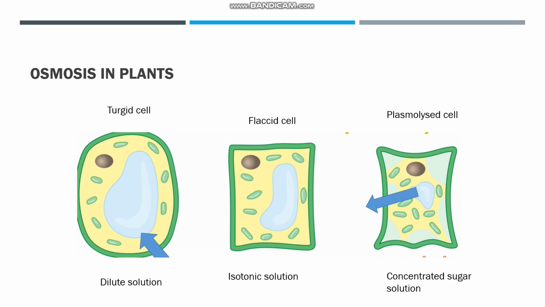So if the potato cells were placed in a concentrated sugar solution, that would mean there's more sugar particles outside the cell than inside the cell. So the water from inside the cell would move outside the cell, because water moves from an area of high concentration to an area of low concentration, so the water would move out and it would become a plasmolysed cell.